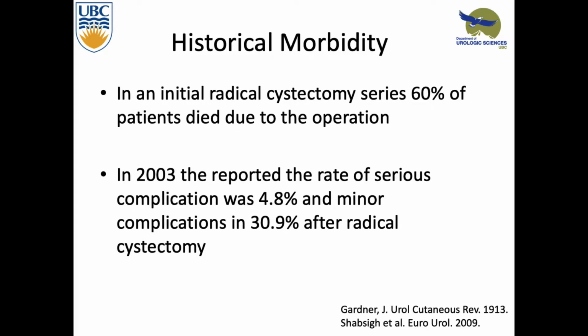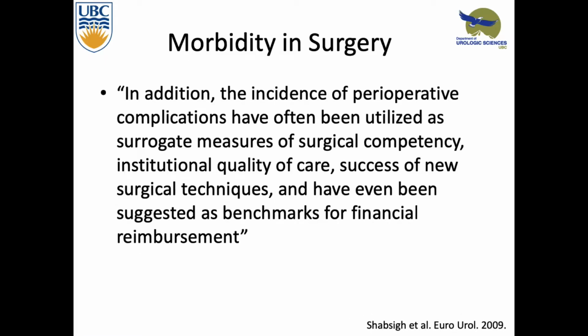Now, looking at the history of radical cystectomy, in some of the earliest series, 60% of patients died from the surgery in the perioperative period. And then in 2003, there's a report saying there's only 4.8% serious complications and 30% major complications. So it looks like we're doing pretty well.